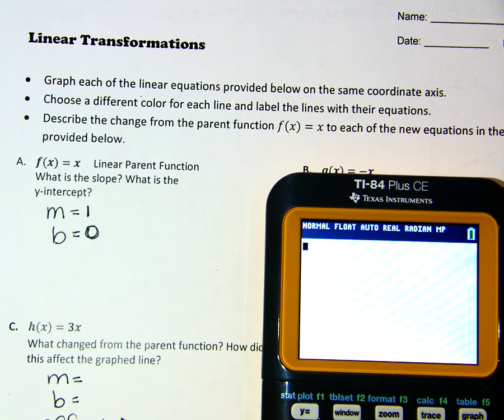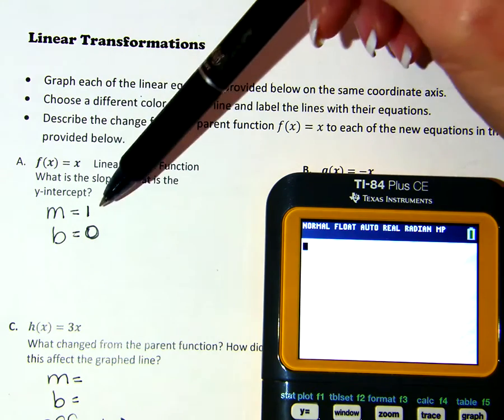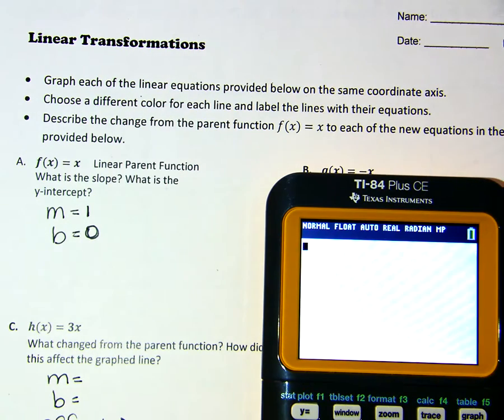So first off, in A, that is your parent function, f of x equals x. This is the simplest form of a linear function. The slope is 1, the y-intercept is 0. I will go ahead and graph that in the calculator so you can see what that looks like. So here, this line is our parent function.